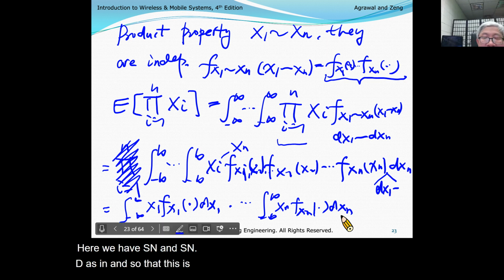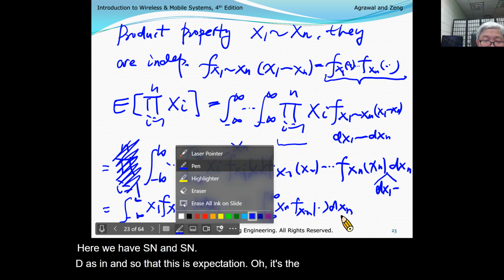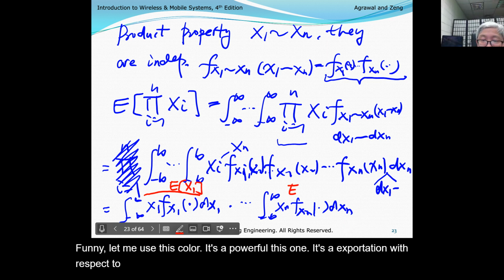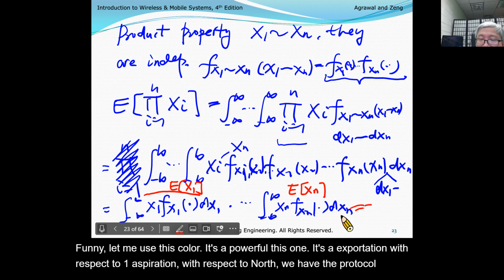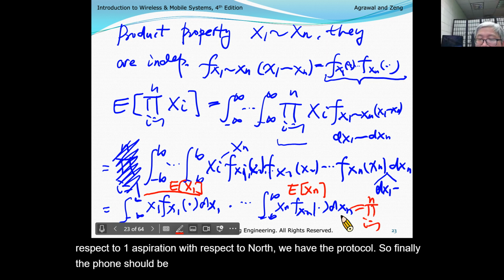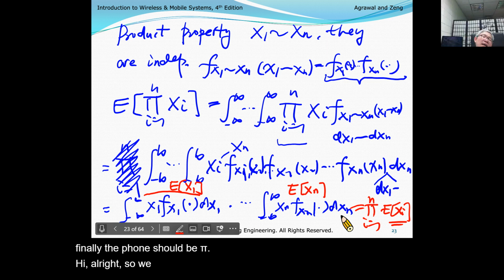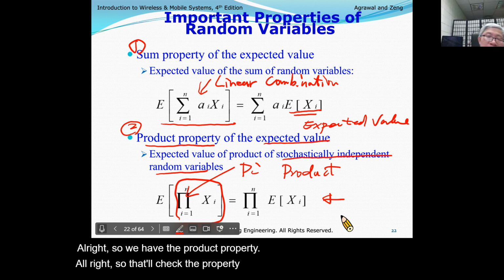Oh, it's the polar form. Finally, let me use this color. It's a polar form, this one. It's expectation with respect to 1, expectation with respect to n. We have the polar form, so finally the form should be pi. All right, so we have the product property. Let me check the property again, this one.